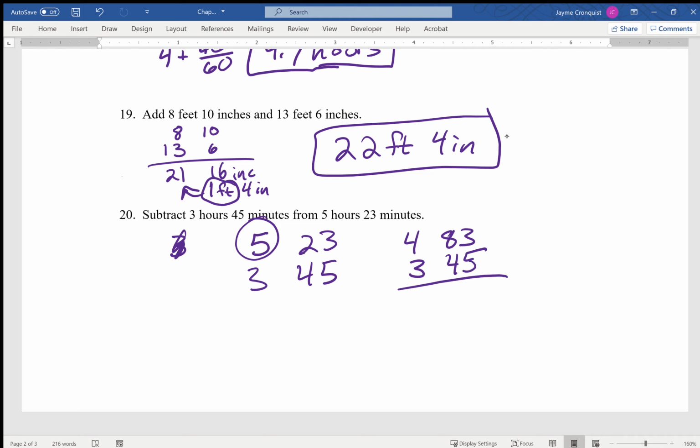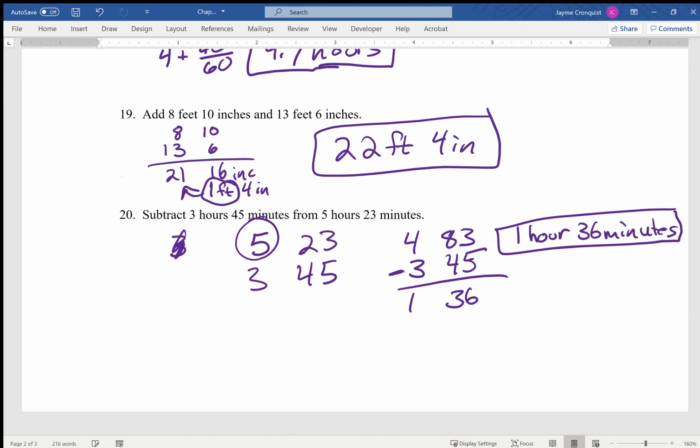Okay, so 45 minutes, 40 would have given me 43. This is going to be 38. So I have 38 minutes, and I have 1 hour. Okay, so it's 1 hour, 36 minutes. All right, and we are done.